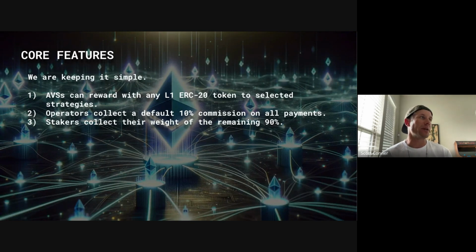And then, of course, stakers collect their weight of the remaining 90%. So operators take a commission, you pay in ERC20s, and then based on the relative stake weight across the whole AVS, these funds are distributed to those users accordingly without anybody else having to take custody of them. All of the computation of who has owned what is provided by the protocol.